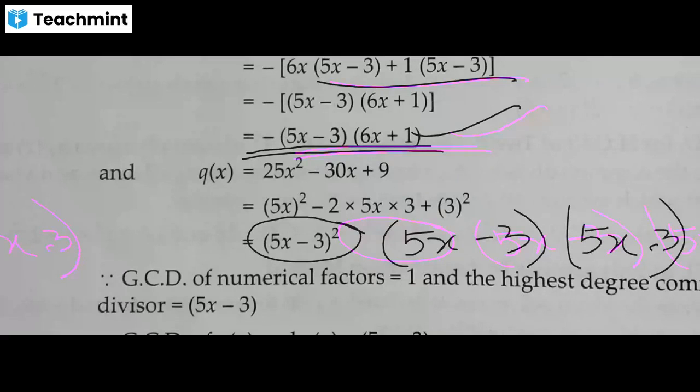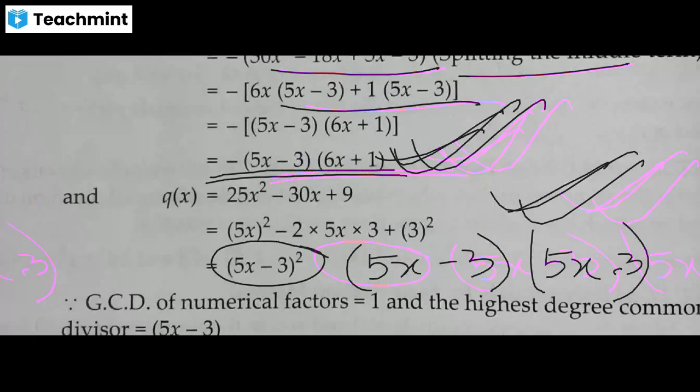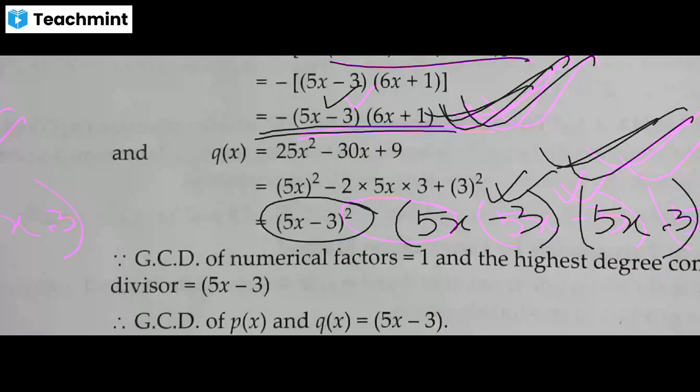5x minus 3 whole thing square is 5x minus 3 into 5x minus 3. So if you look at these two factors, one is here, and we have another one here. Do you see anything common? You see 5x minus 3 is common. Therefore, definitely the GCD will be 5x minus 3. Therefore, your GCD is 5x minus 3.